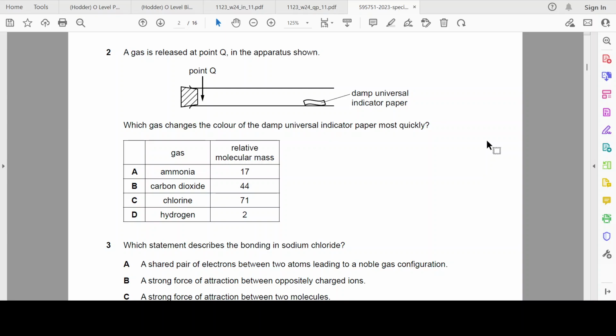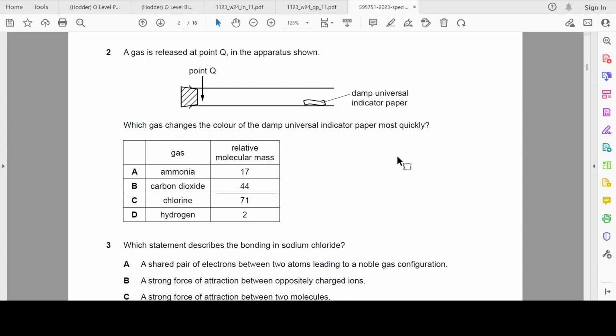In fact, the second part of the question is which one is going to do it most quickly. Now for a gas to travel from point Q to the indicator paper, it has to travel this distance. What factor would affect, given the information that we have, how quickly it reaches the indicator paper?